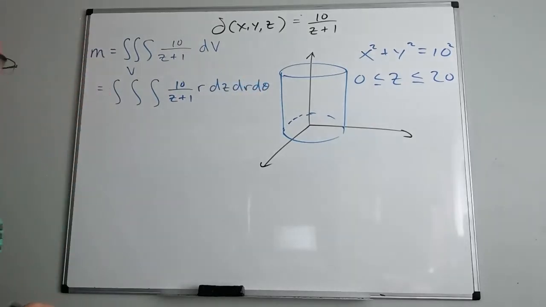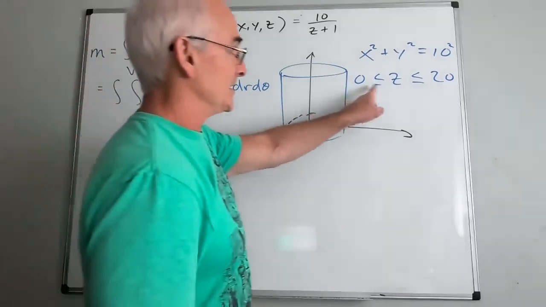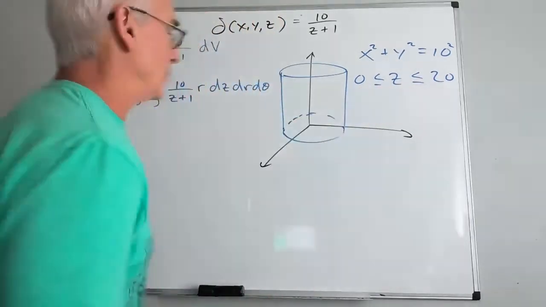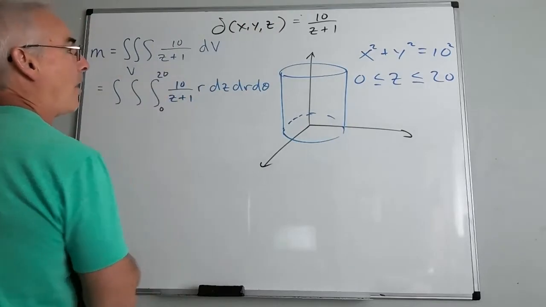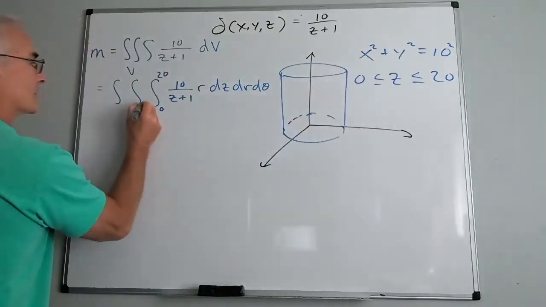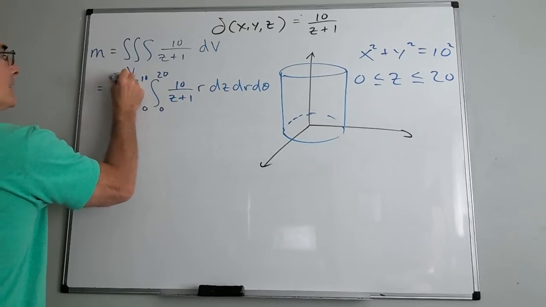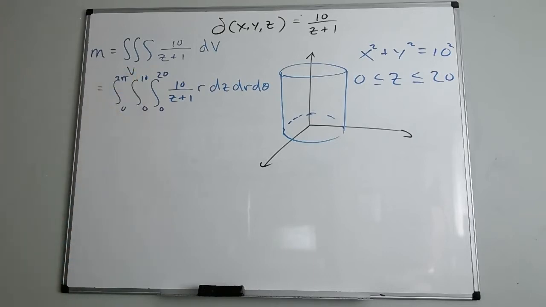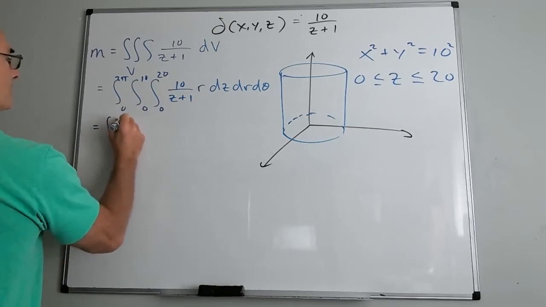Okay, now what are my limits of integration? Well, let's start with the z. That should be easy. Z is ranging from 0 to 20. R, this is a circle of radius 10. So R is 0 to 10. And I'm going all the way around, so 0 to 2 pi. Okay. Now that doesn't look like a horrible integration. So let's do this.